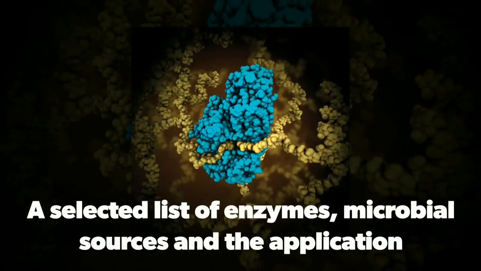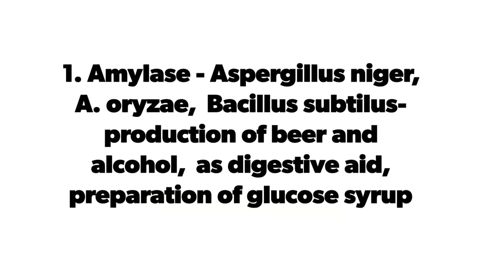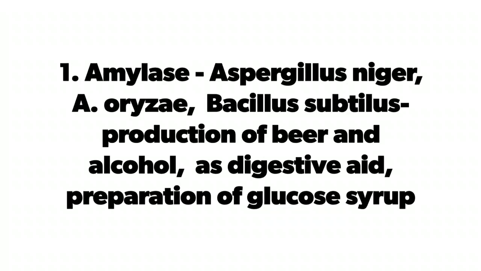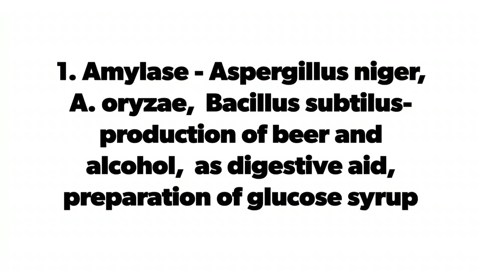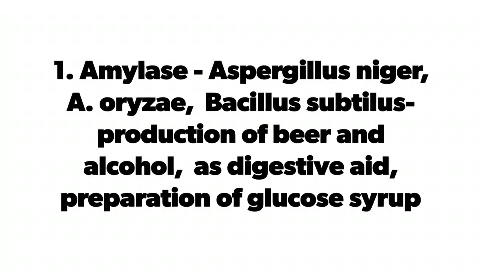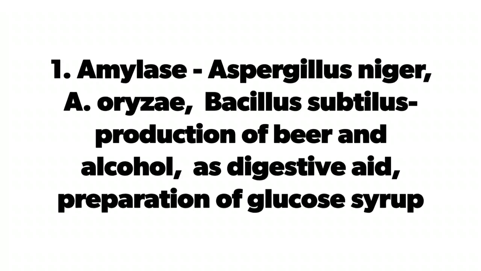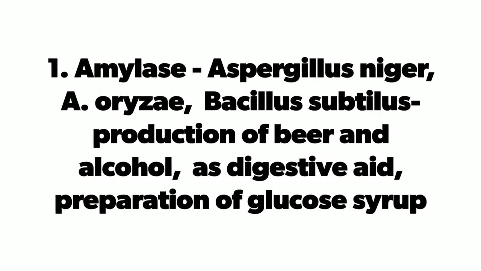A selected list of enzymes, microbial sources, and their applications. Amylase. Aspergillus niger, Aspergillus oryzae, and Bacillus subtilis are the sources of amylase enzyme. It is used for the production of beer and alcohol, as a digestive aid, and for the preparation of glucose syrup.